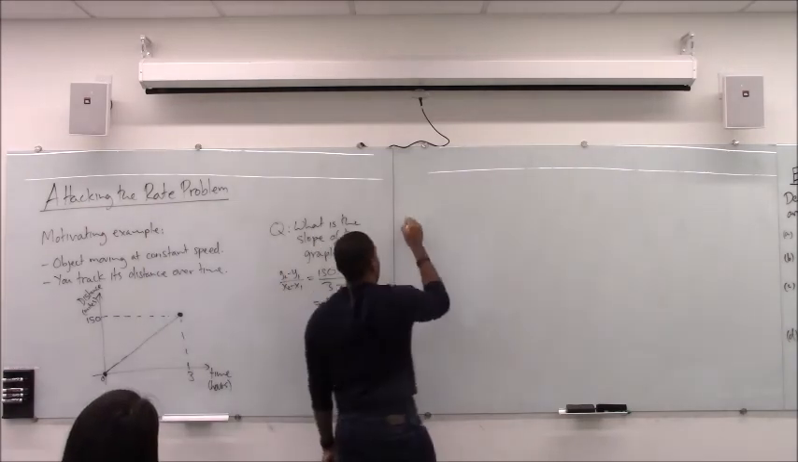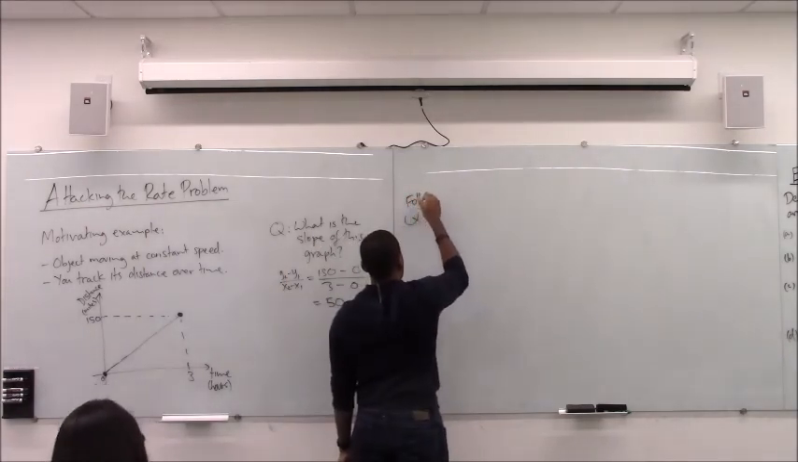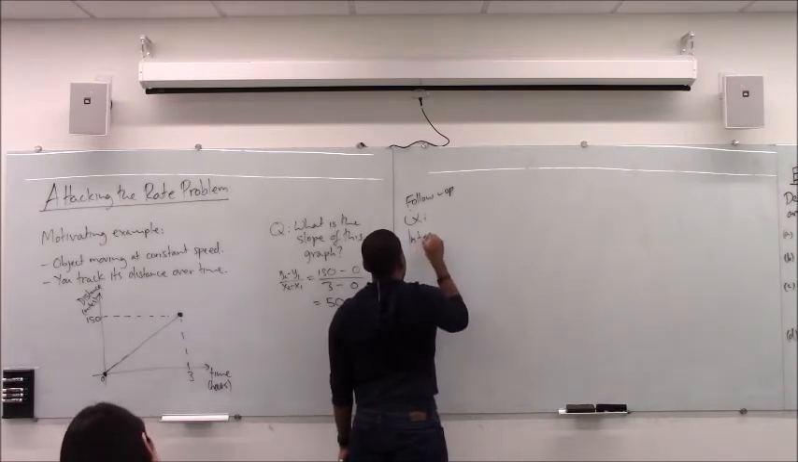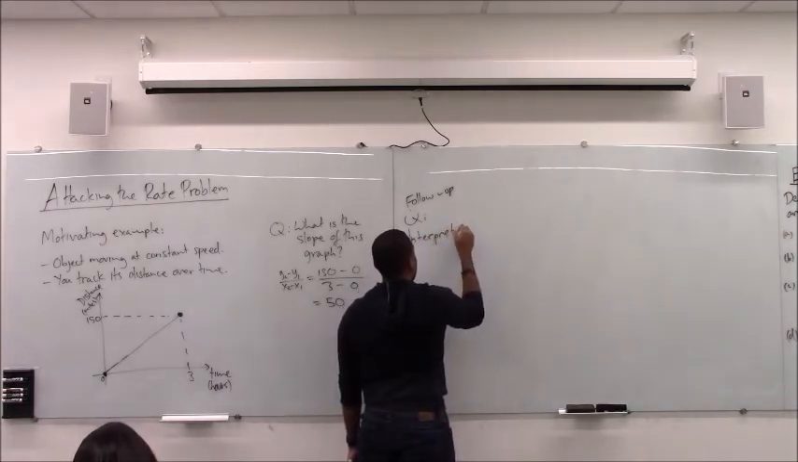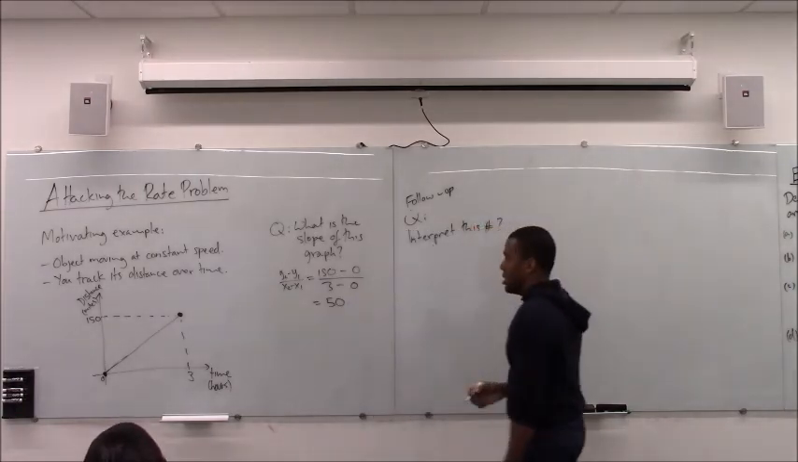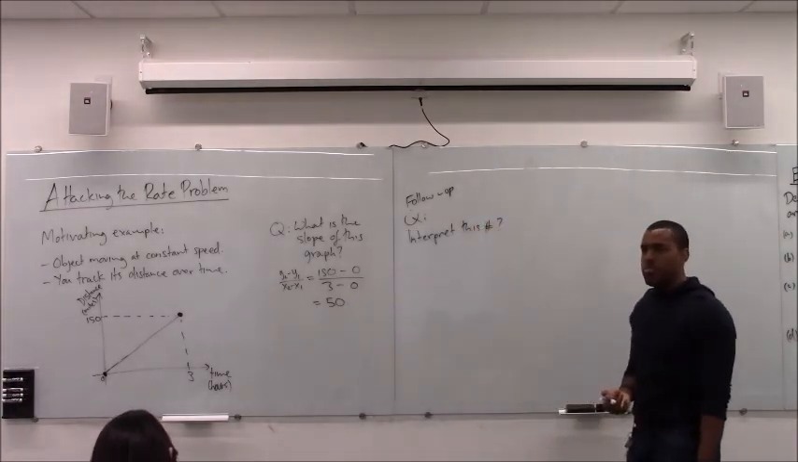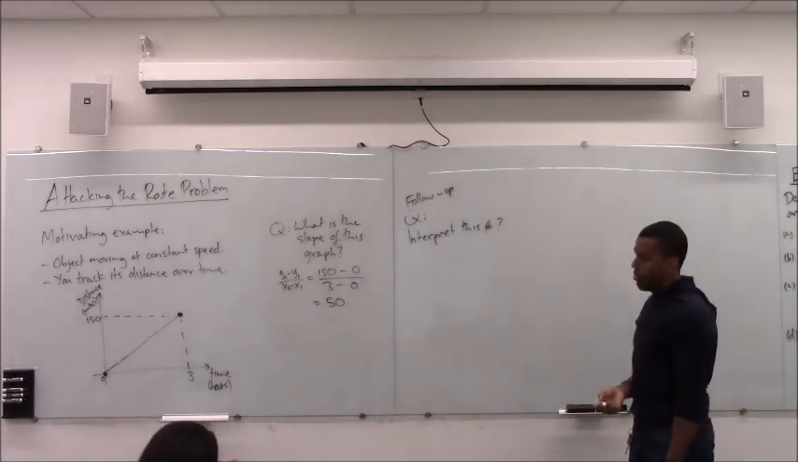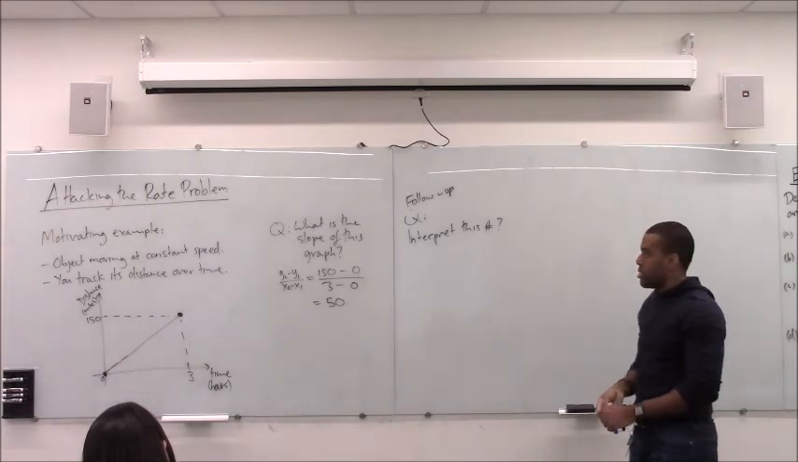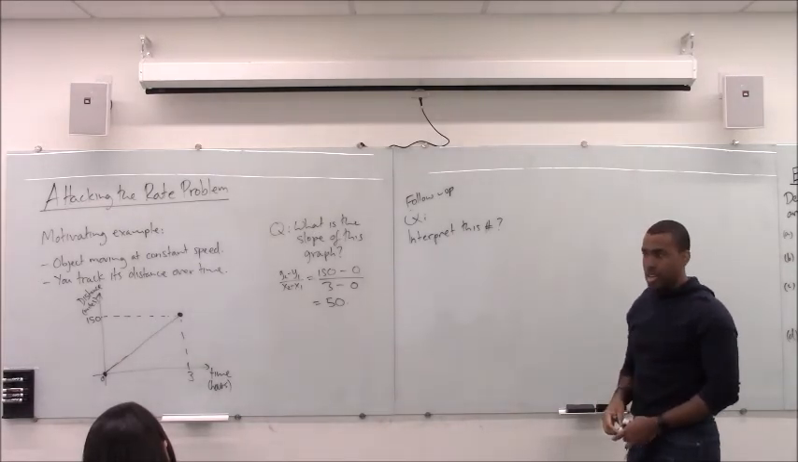Now, here's another follow-up question. Interpret that 50. What is that number? If you were to say, what does that 50 actually mean in this context? What do you think it means? The rate in miles per hour. How do you know it's miles per hour?